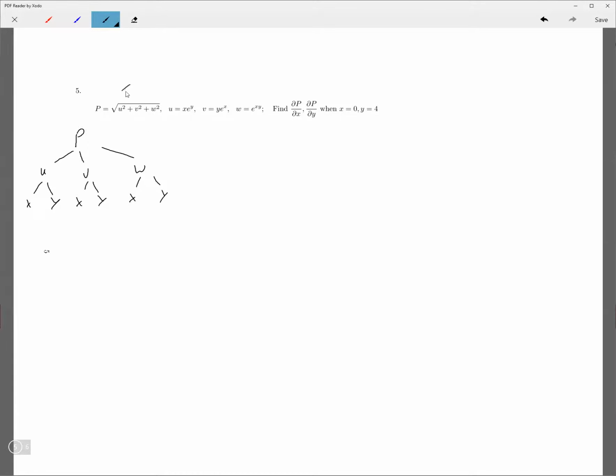So P is the same as u squared plus v squared plus w squared, all to the 1/2, right? Here they're saying we're going to consider when x is 0 and y is 4. That's what they're after. So dp dx is the first one we're supposed to find.